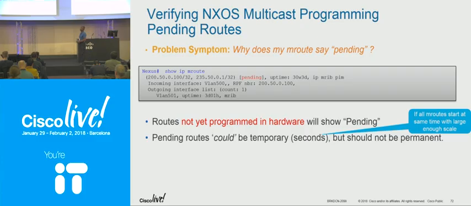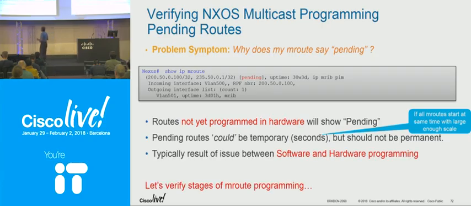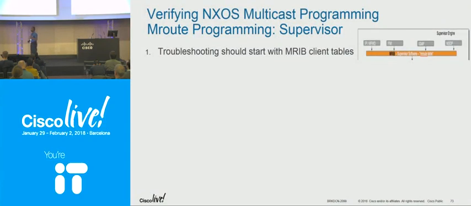But if you execute show ip mroute for 5 minutes or 10 minutes and still you see it, then probably there is some problem. It basically says that one other component along the way is not actually doing its job. So let's look into each of those stages. So let's start from the client itself.